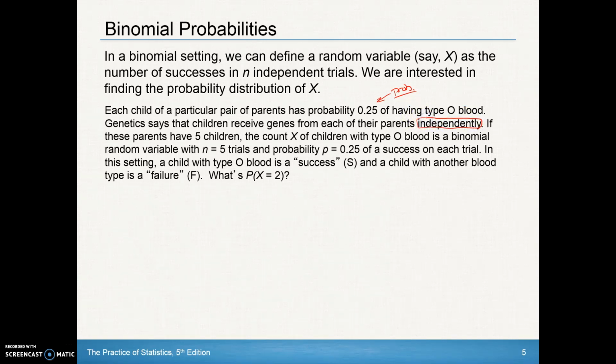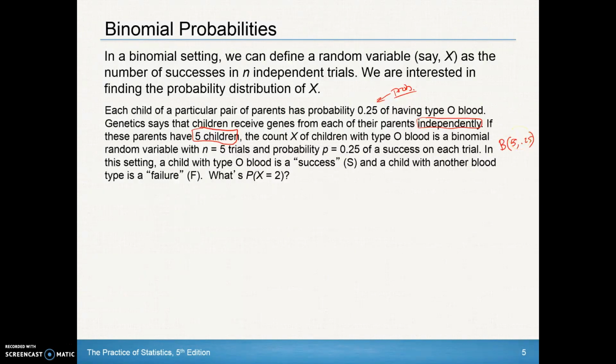We want independence. If these parents have 5 children, so there's going to be our fixed number of trials. We're going to have 5 kids, no more, no less. The count X, there's our random variable, children with type O blood, is a binomial random variable with n equals 5 trials and probability 0.25. So again, we could define that, just shorter. We can say B(5, 0.25), just to shorten that up mathematically.